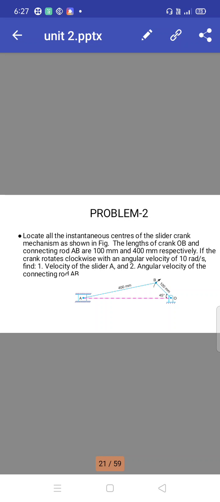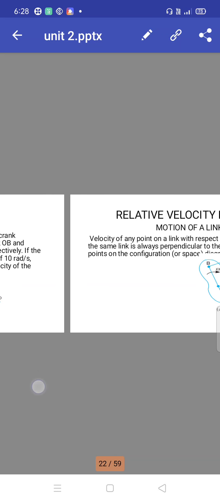Problem number 2: locate all the instantaneous centers of the slider crank mechanism as shown. The lengths of crank OB and connecting rod AB are 100 mm and 400 mm respectively. If the crank rotates clockwise with an angular velocity of 10 radians per second, find the velocity of slider A and the angular velocity of connecting rod AB.